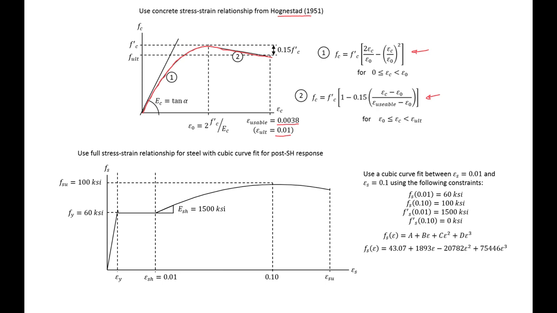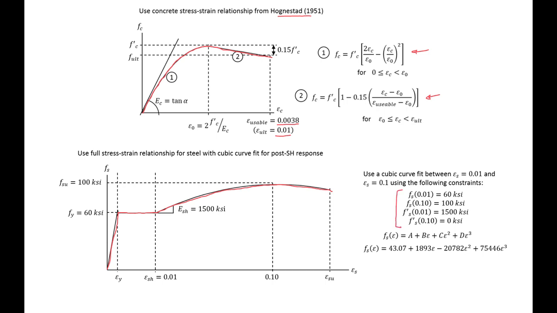For our stress strain relationship for our steel, we're going to use a full curve. So we'll be linear elastic up until the point of yielding. Then we'll have our yield plateau to a strain of 0.01. And then when we go into our strain hardening region, we'll use a cubic expression to represent our curve here. And our cubic expression, we're going to fit with some of our known points.